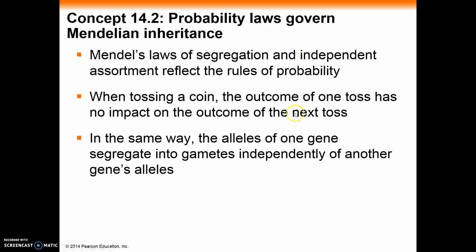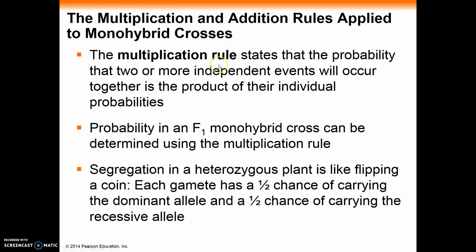So this leads us into the laws of probability. There's something called the multiplication rule, and it states the probability that two or more independent events will occur together is the product of their individual probabilities. So this means that if you have a 50-50 chance of tossing heads, then your odds of getting two heads in a row are 50% times 50%, which is 1/4. And I'll show you this here in a moment.